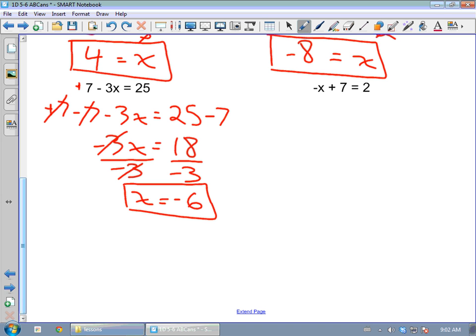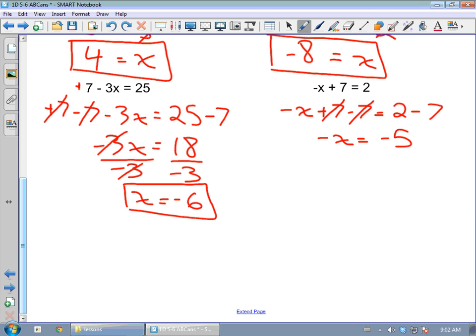Right. And we'll do this one last example here, and then we'll make things a little bit trickier. Okay. So I got negative x plus 7 equals 2. Stephanie, what do you think? Right, we're going to subtract 7 from both sides. 7 minus 7 just leaves us with this negative x. 2 minus 7 leaves us with negative 5.